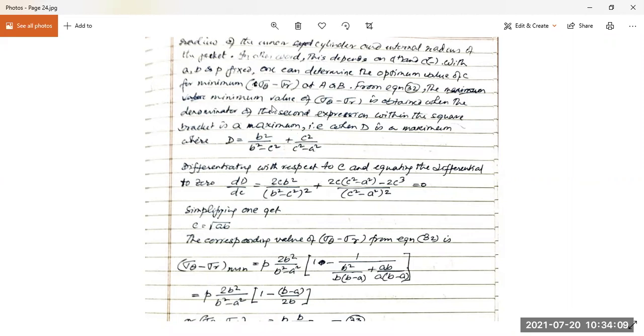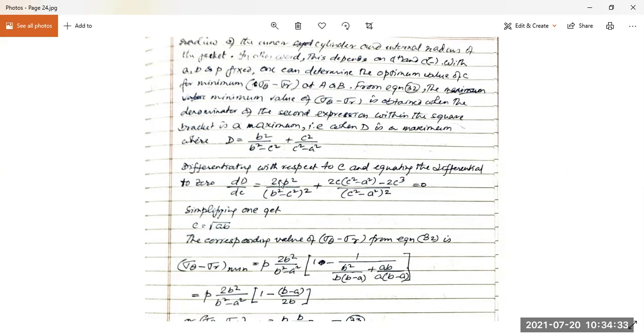So what we are having, the minimum value is obtained when the denominator of the second expression within the square bracket is the maximum. Means this will be minimum, but the denominator is maximum. Only then it will be minimum itself. That is, when D is the maximum, where D is equal to B square plus C square minus D square, as shown in the earlier principle.